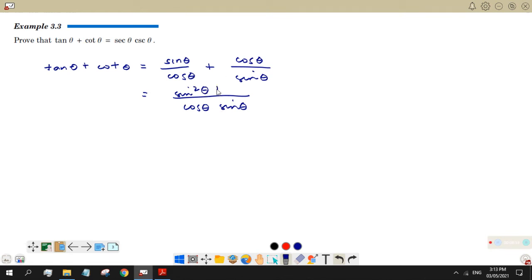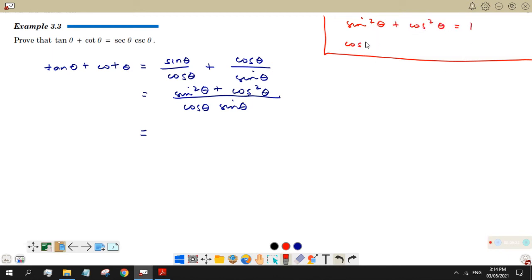And then, retain lang natin yung operation. Now, let's multiply the denominator of the first and the numerator of the second. We have cosine squared theta. Okay? After this, let's look for the element that we can simplify. What do we know about sine squared theta plus cosine squared theta? From our previous lecture, we found out that sine squared theta plus cosine squared theta is equal to 1.